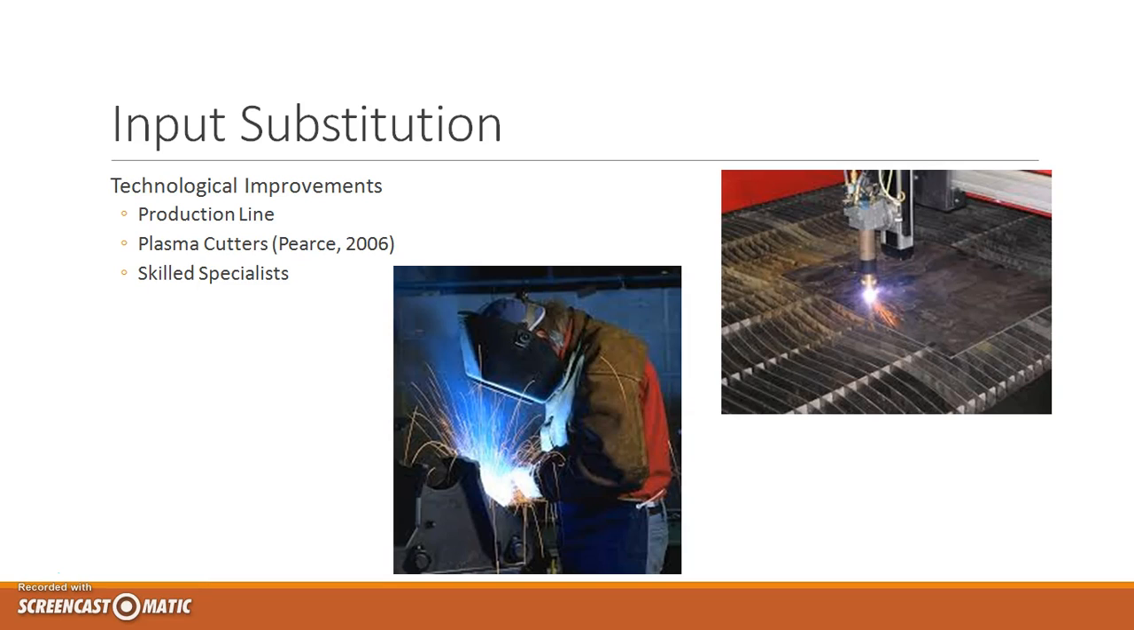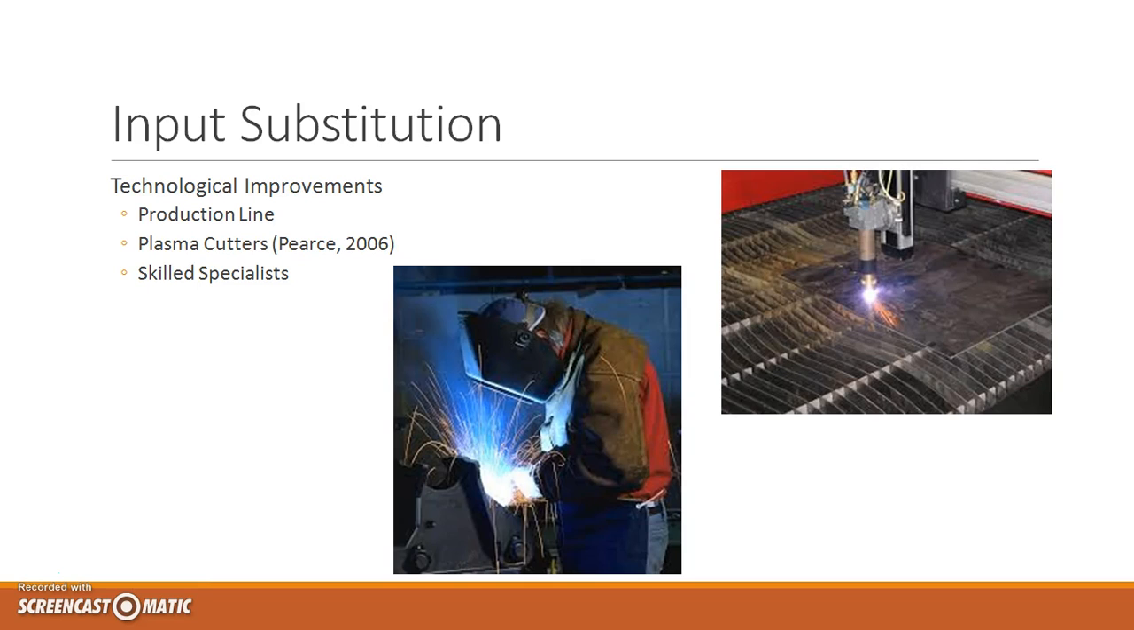Now, with input substitution, the first one, the technology improvements. The production line, that technique that most manufacturers use, is a huge one that has been implemented in recent years. As we all know, Henry Ford started the assembly line. Well, this is kind of the idea of the production line, but just a little bit different.